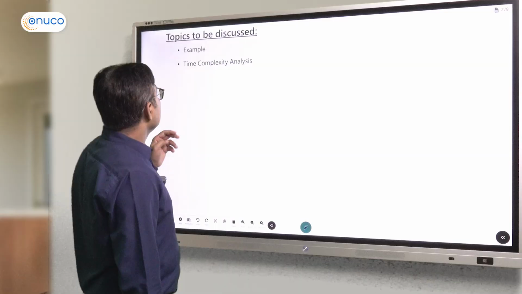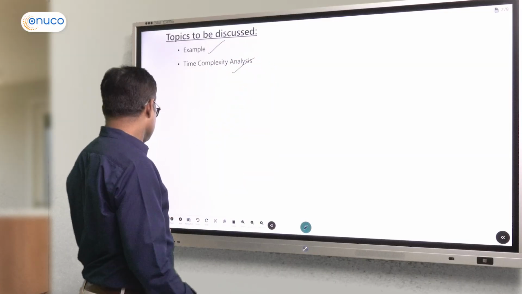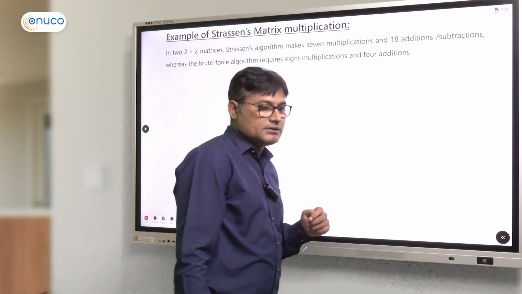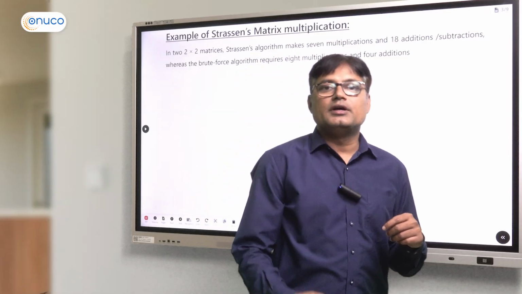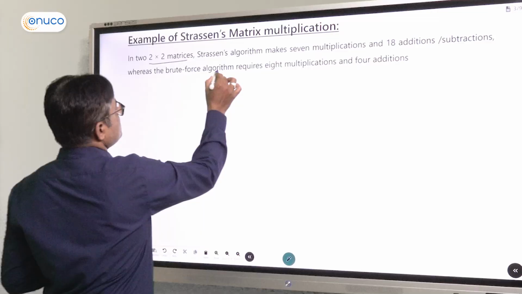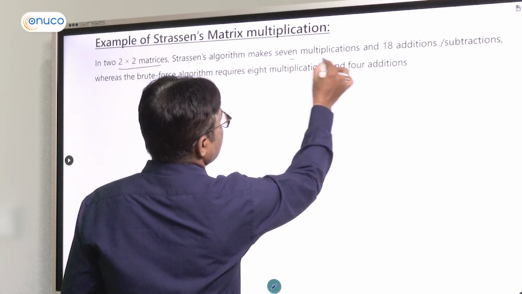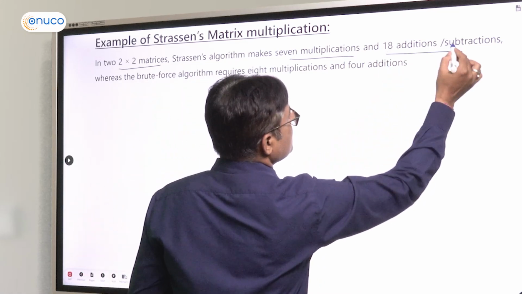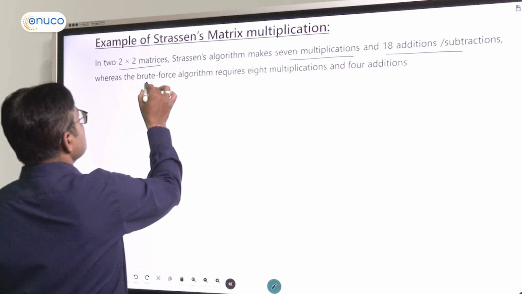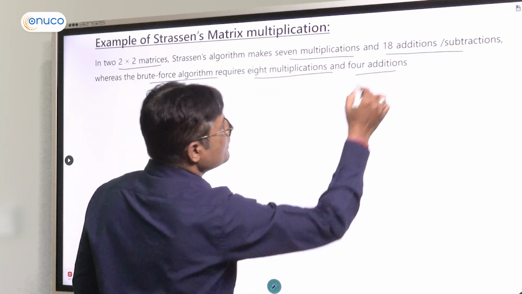Under this topic, we are going to learn examples and time complexity analysis. So, let us see what Strassen's matrix multiplication is and how it is different from regular matrix multiplication. In a 2 by 2 matrix, when you multiply, Strassen's algorithm makes 7 multiplications and 18 additions and subtractions. That you are going to learn. Whereas the brute force algorithm uses 8 multiplications and 4 additions.